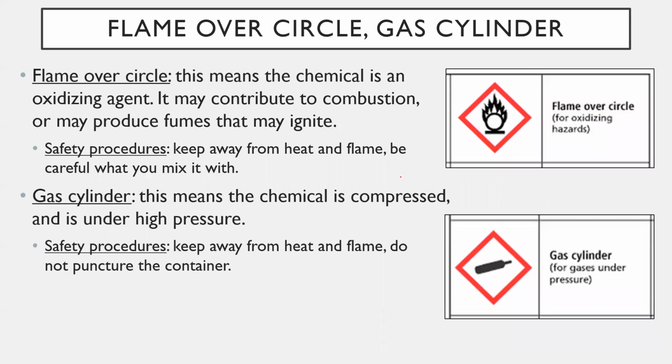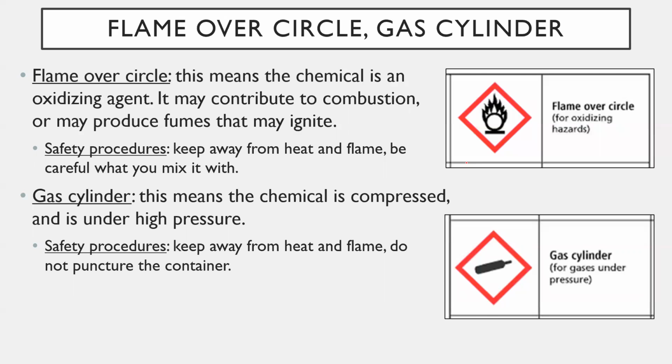Next one, this one's a little confusing. This one always throws people. It's like a circle that's on fire. I always saw this and thought it was like some Japanese cartoon character or something, like crazy hair. I don't know. That's how I always saw this, but it's a flame over a circle. What this actually means is it's something that is an oxidizing agent. That just basically means it can react with oxygen, which causes it to ignite.